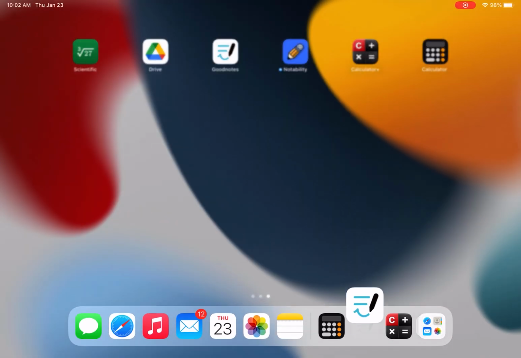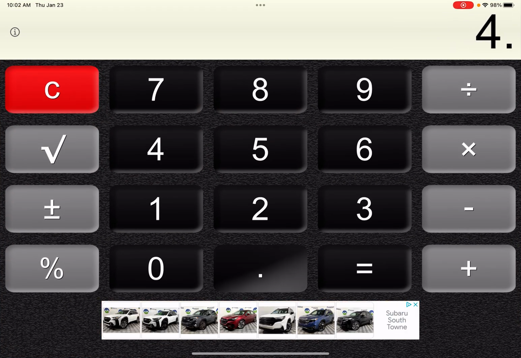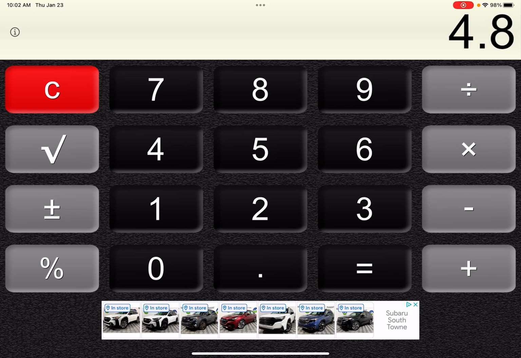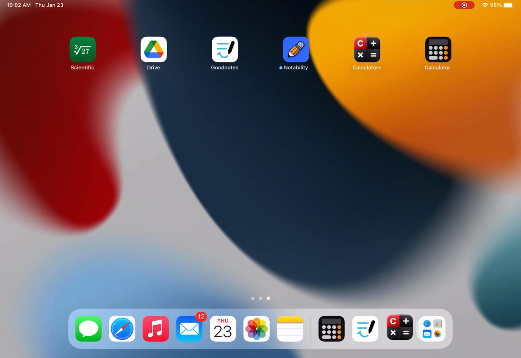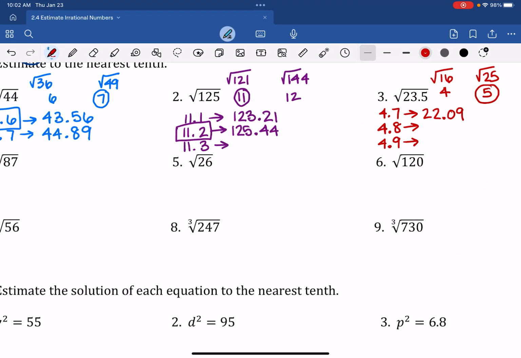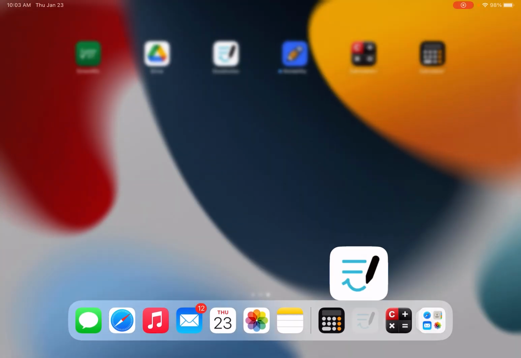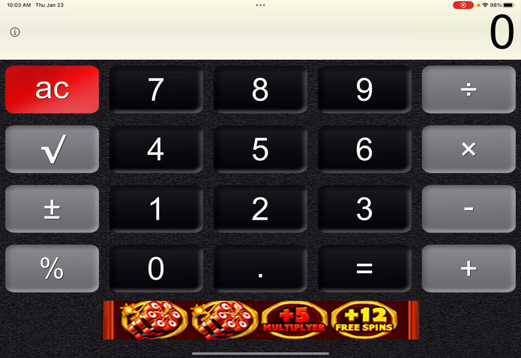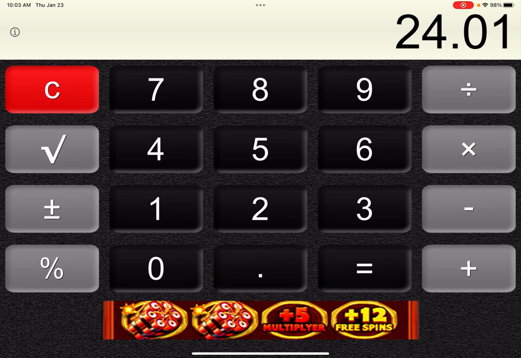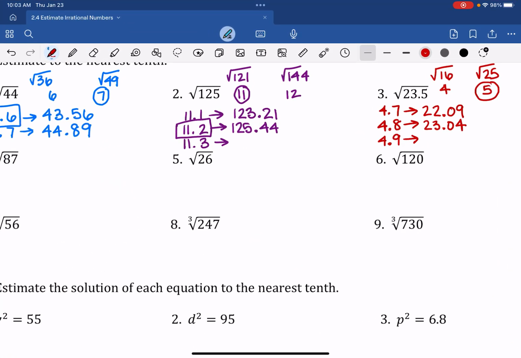Okay, we're close. Let's try 4.8. 4.8 times 4.8, 23.04. So we're even closer. Let's try 4.9 just to make sure. 24.01, which is too high. So 23.5 is closer to 4.8, so we'll go with that one for our answer.